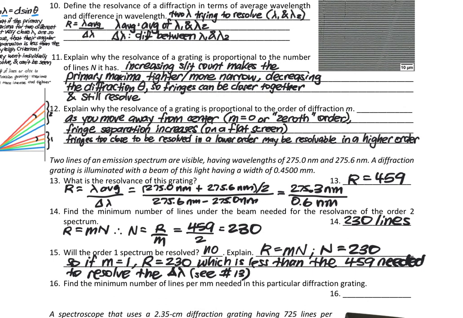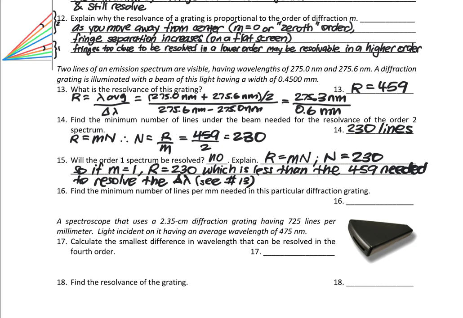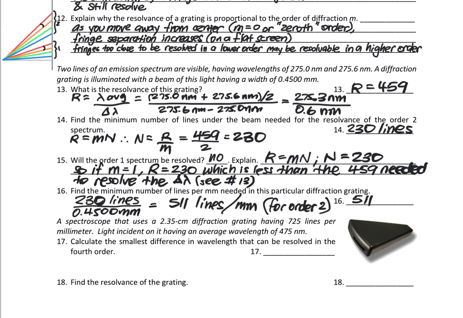Whatever. 16. Lines per millimeter. So this is where the beam width comes in. If we have 230 lines being illuminated by a beam of 0.45 millimeters, and 16 says minimum number of lines per millimeter, well, the beam is 0.45 millimeters wide, illuminating 230 lines for the second order. And so 230 over 0.45 is 511 lines per millimeter.